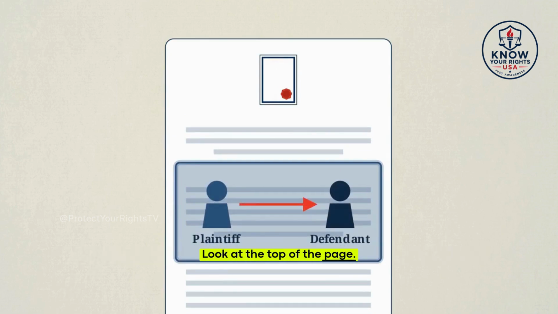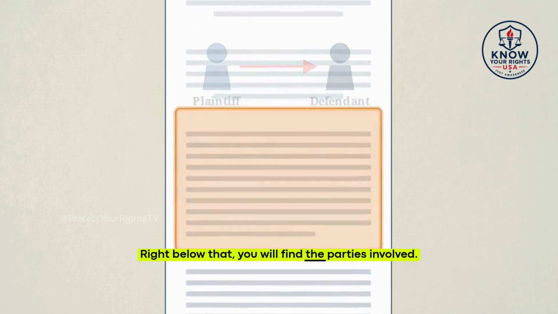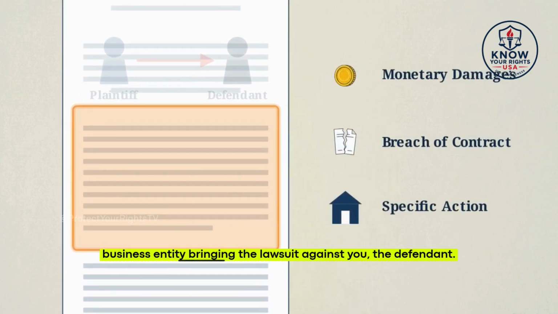Look at the top of the page. This header establishes the specific court jurisdiction where your case is filed. Right below that, you will find the parties involved. The plaintiff is the private individual or business entity bringing the lawsuit against you, the defendant.